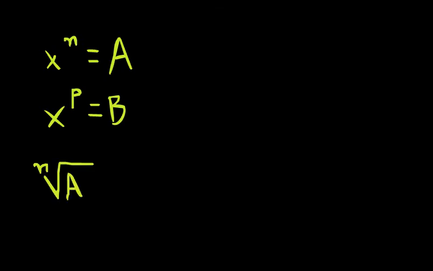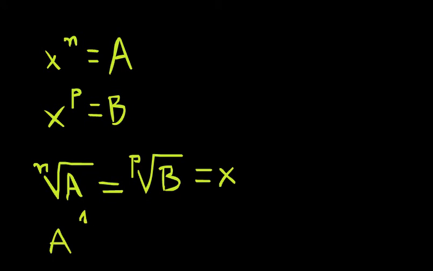If we say that x to the power of n is a and x to the power of p is b, then we could safely say that the n-th root of a equals the p-th root of b, which equals x. This we can derive from the properties of exponents, and also from the properties of exponents we can derive that this is the same as saying that a to the power of 1 over n equals b to the power of 1 over p, which equals x.